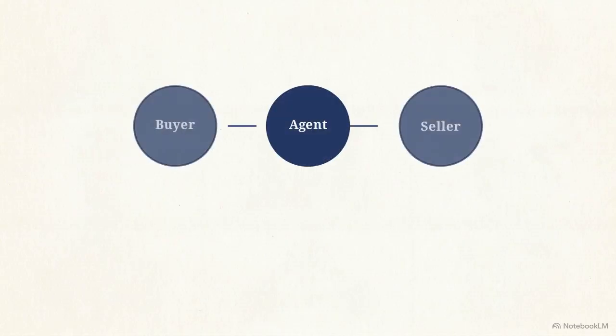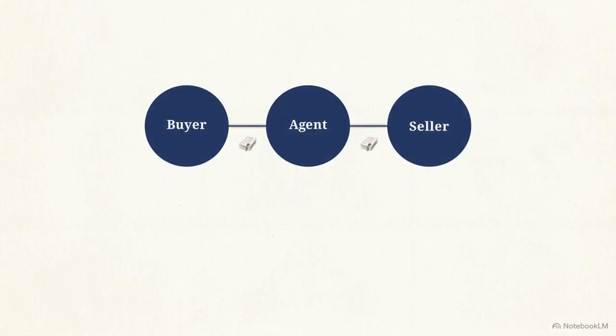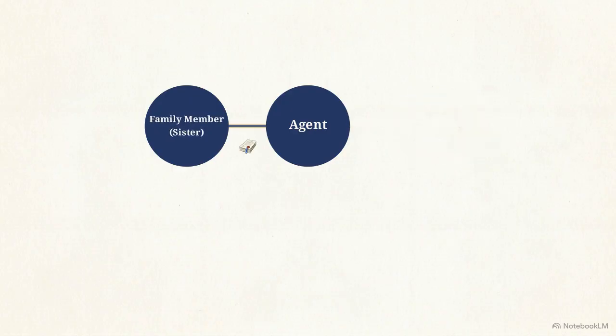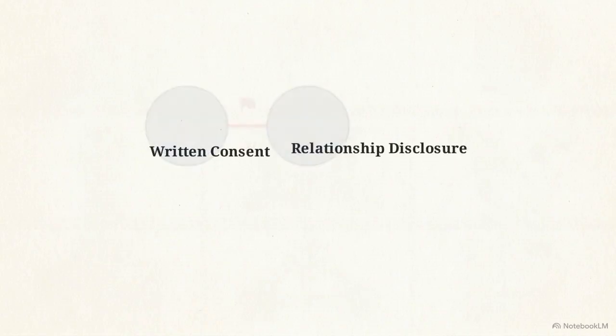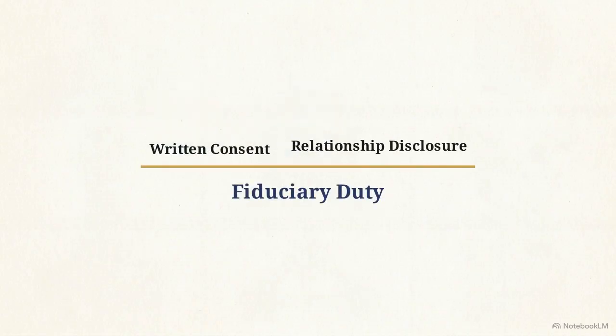Within disclosure, we find dual agency. Representing both buyer and seller is legal only with informed, written consent from both. This duty extends to personal interests. If representing your sister in a purchase, you must explicitly disclose that relationship.